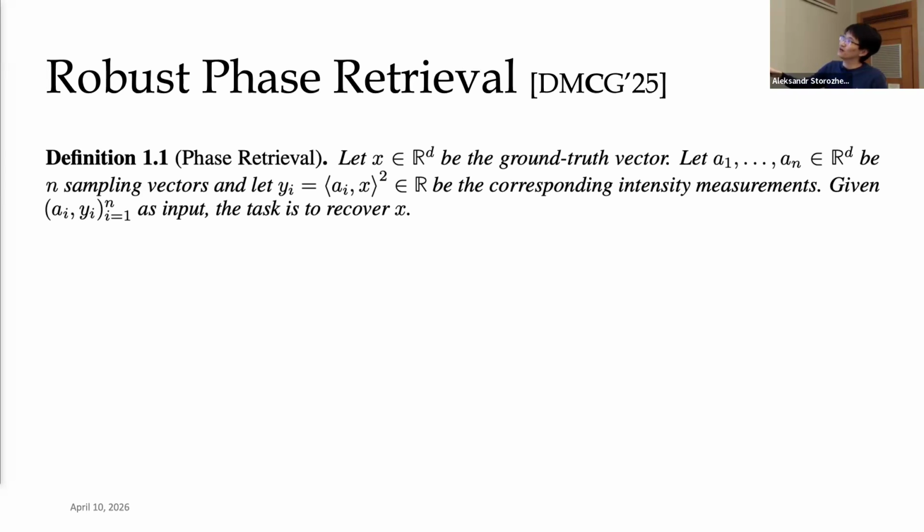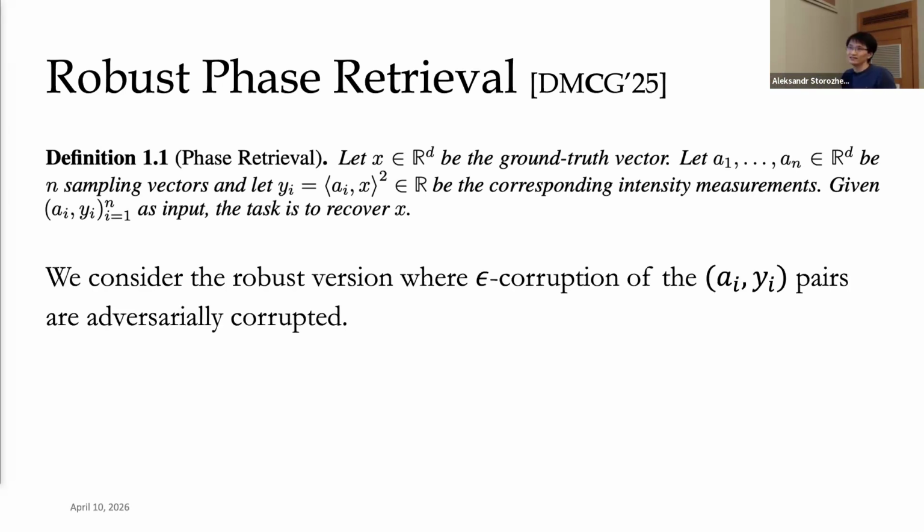But now we're going to look at an abstract version of this where the a_i are real Gaussian. The unknown here is x, so I'm trying to recover x. I'm given Gaussian vectors and the corresponding intensity measurements. In linear regression I just have this term, but in phase retrieval, at least at a very simple conceptual level, I have no sign information. I just know the magnitude of this. Now we want to solve the robust version of this problem where an epsilon fraction of the a_i, y_i pairs are arbitrarily corrupted.